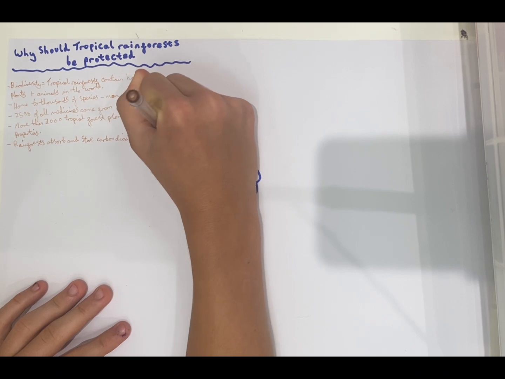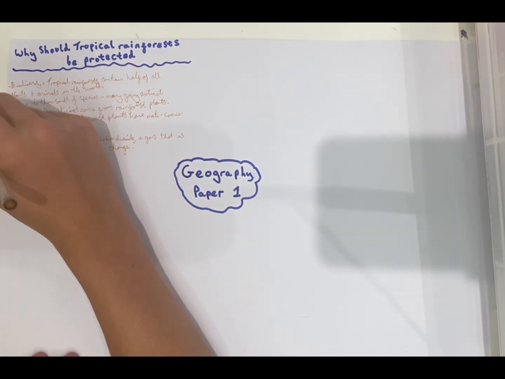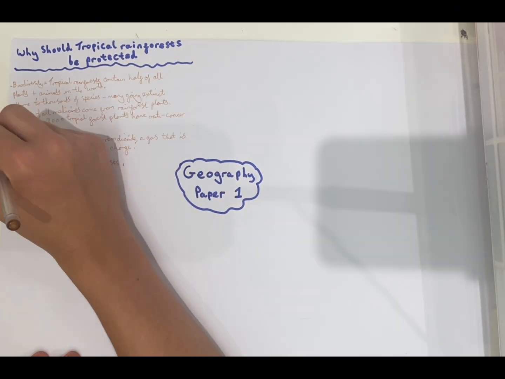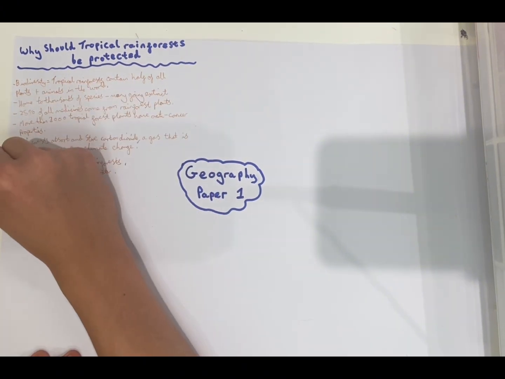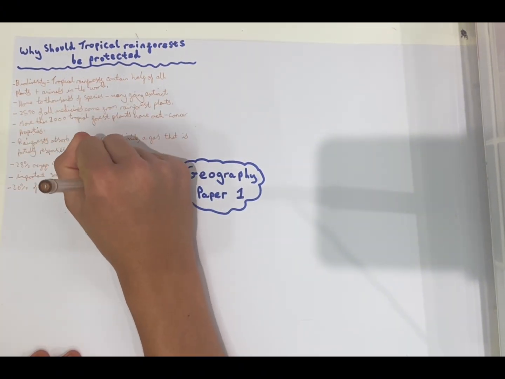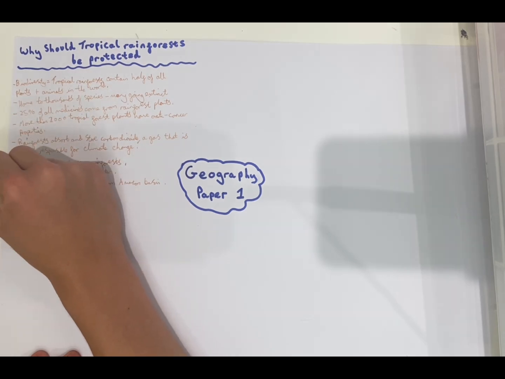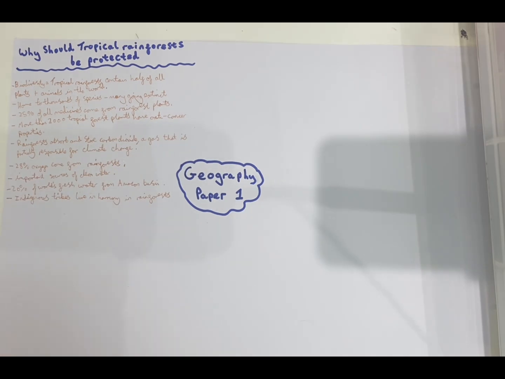Rainforests absorb and store carbon dioxide, which is a gas that is partially responsible for climate change. 28% of oxygen also comes from rainforests. They contain important sources of clean water, because 20% of the world's fresh water comes from the Amazon basin, and indigenous tribes also live in harmony in rainforests.